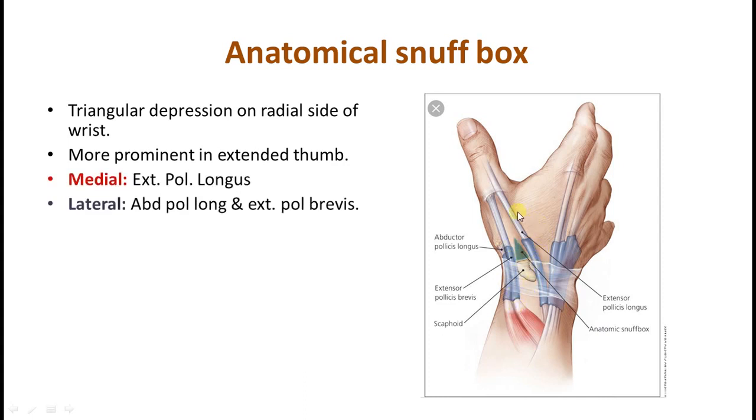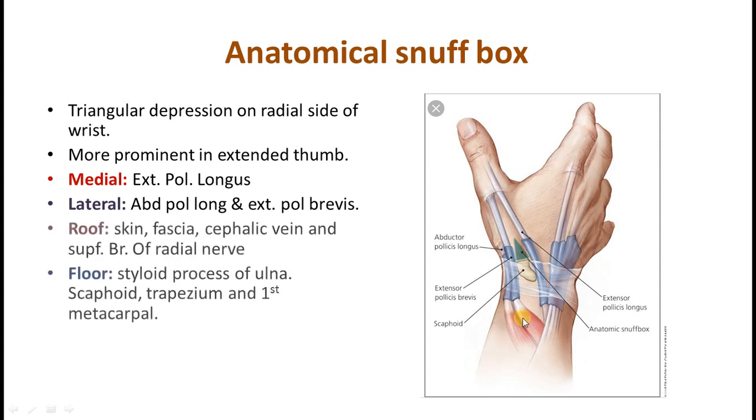Medially, it is bounded by the extensor pollicis longus. This is the extensor pollicis longus going to the base of the distal phalanx. Then two oblique tendons you are able to see here, which cross the extensor carpi radialis longus and extensor carpi radialis brevis. These two tendons cross those two muscles. They are the abductor pollicis longus and extensor pollicis brevis. So laterally it is the abductor pollicis longus and extensor pollicis brevis.